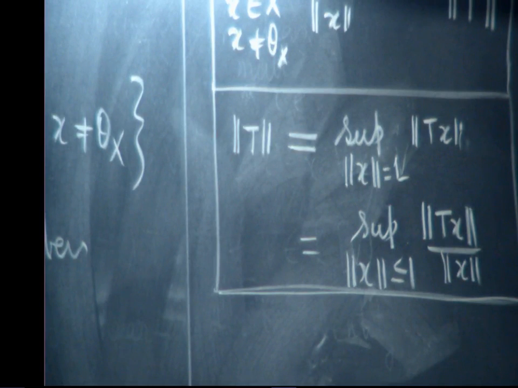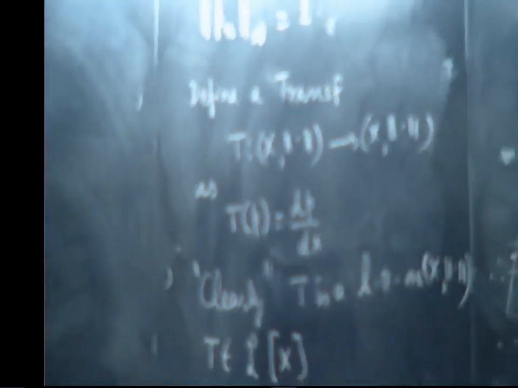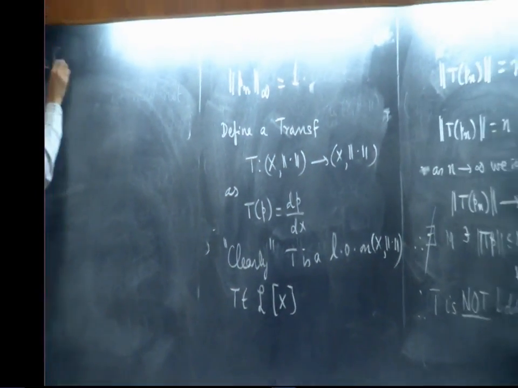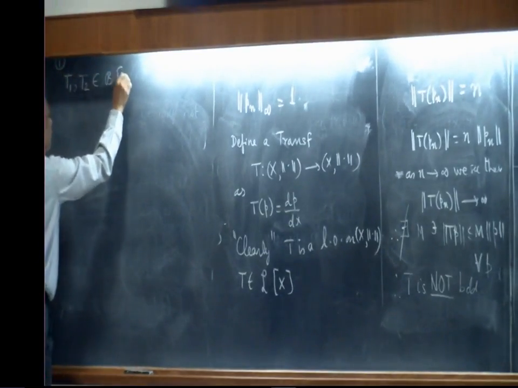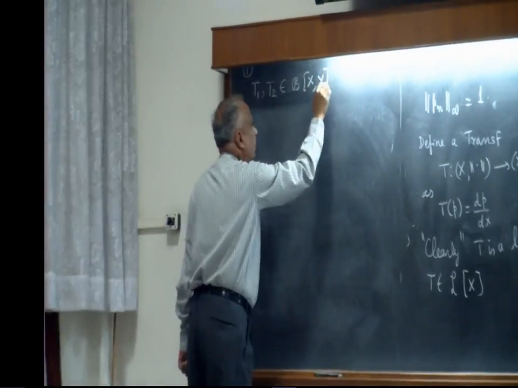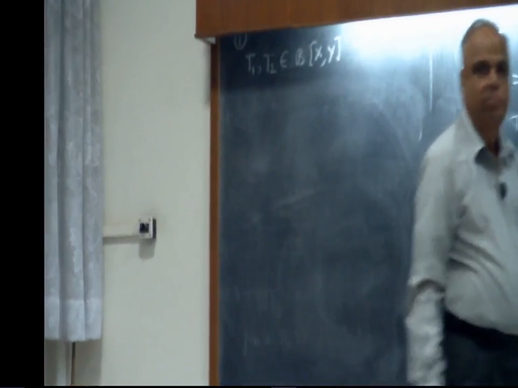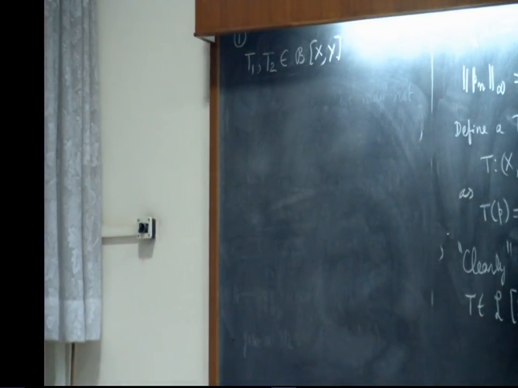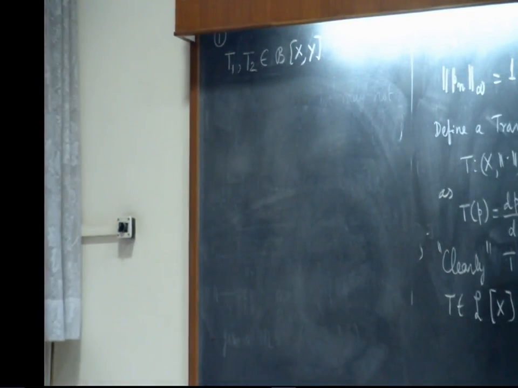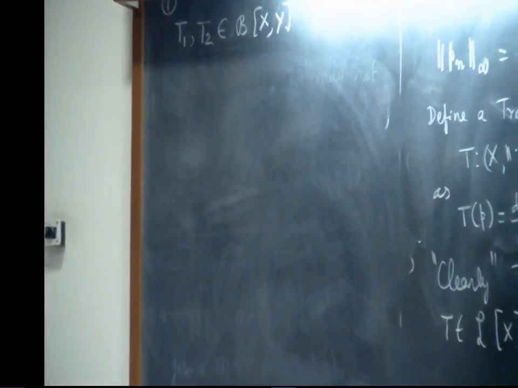Okay, so the first thing that we observe is the following. Suppose T1 and T2 are bounded linear transformations from X to Y.